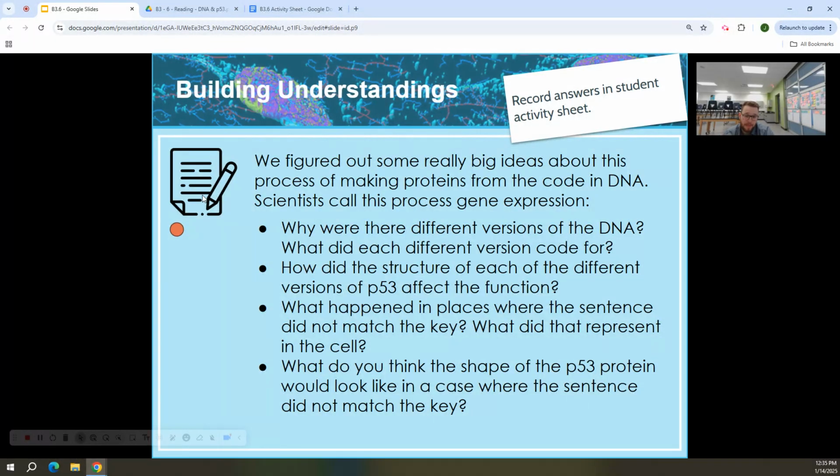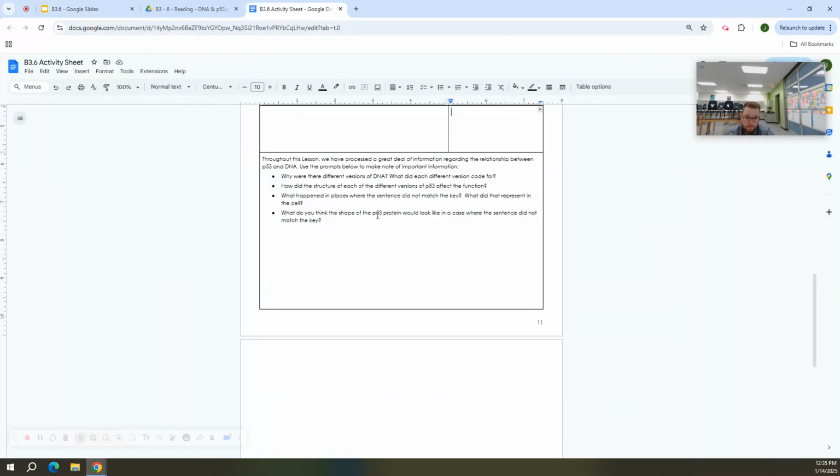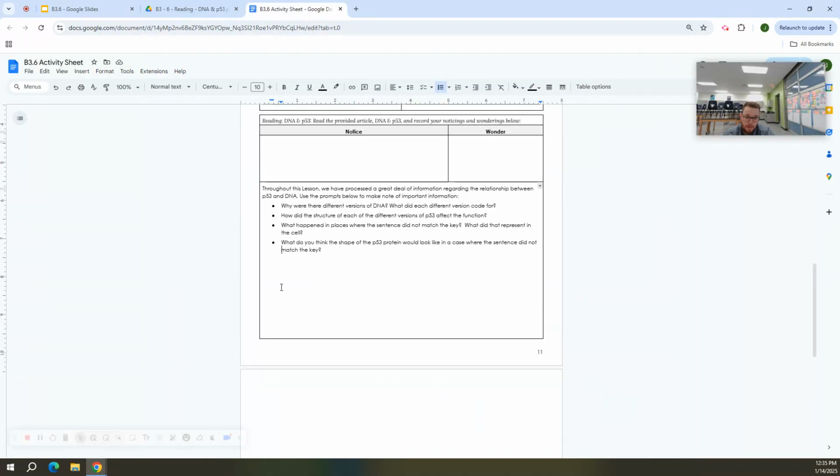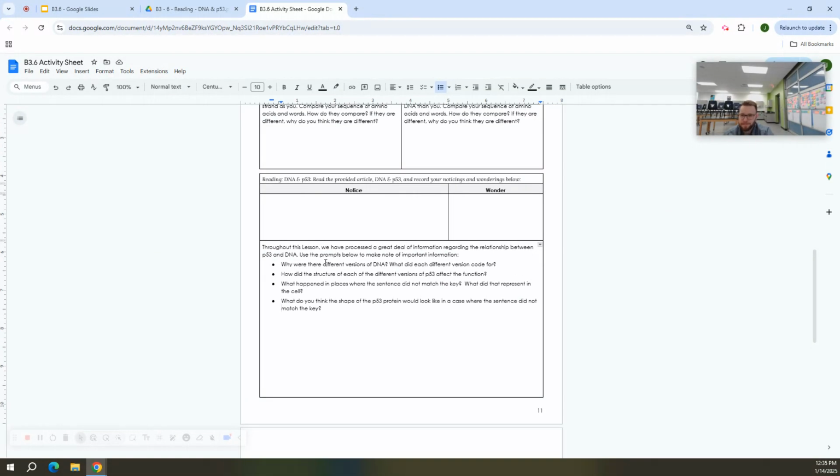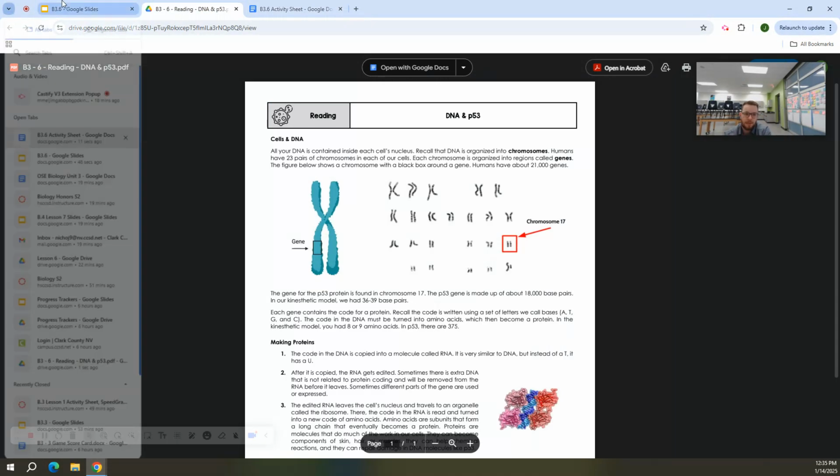So we figured out really big ideas about the process of making proteins from the coded DNA. That process is called gene expression. Okay, so some things we need to think about. My prompts, you're going to record answers in this big space. It's not a super formatted part of the document, just a big empty space for you to record your thinking as you discuss with each other and as you discuss with me.